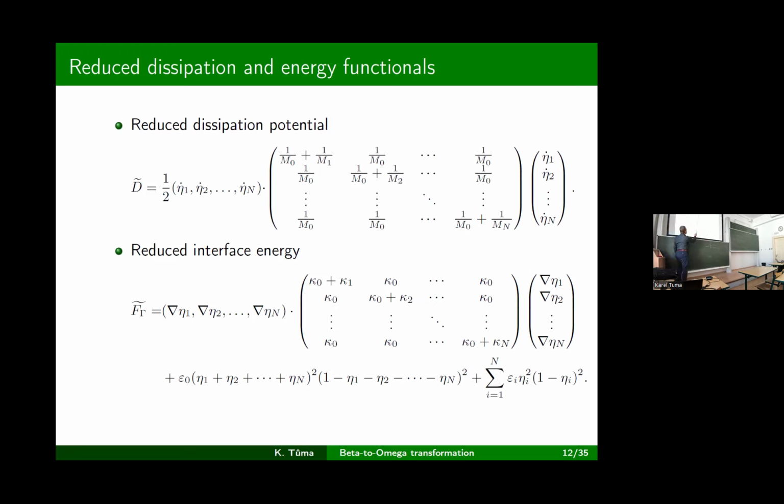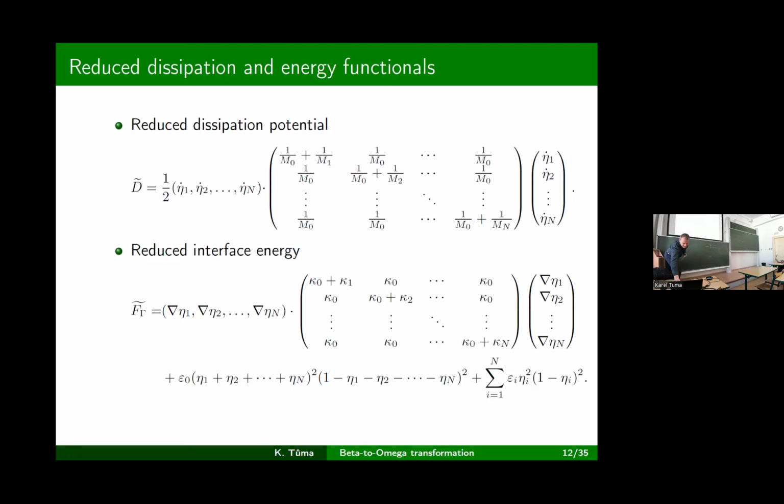So you can see on the diagonal there is always 1 over m0 plus 1 over mi, and everywhere out of the diagonal there is 1 over m0, and similar it is in case of the interface energy. So for the gradient part, there is again this matrix form. For the algebraic part, we cannot do much with this because it is not linear. So we can just substitute for eta 0.